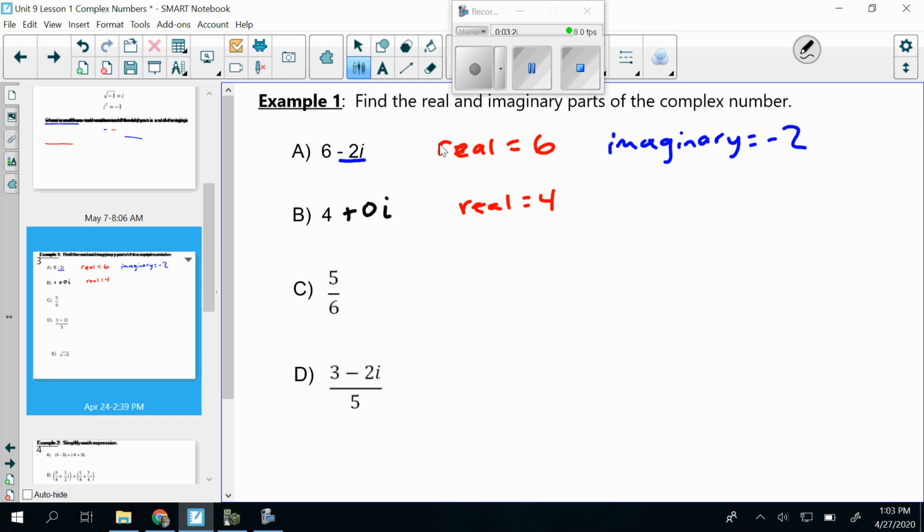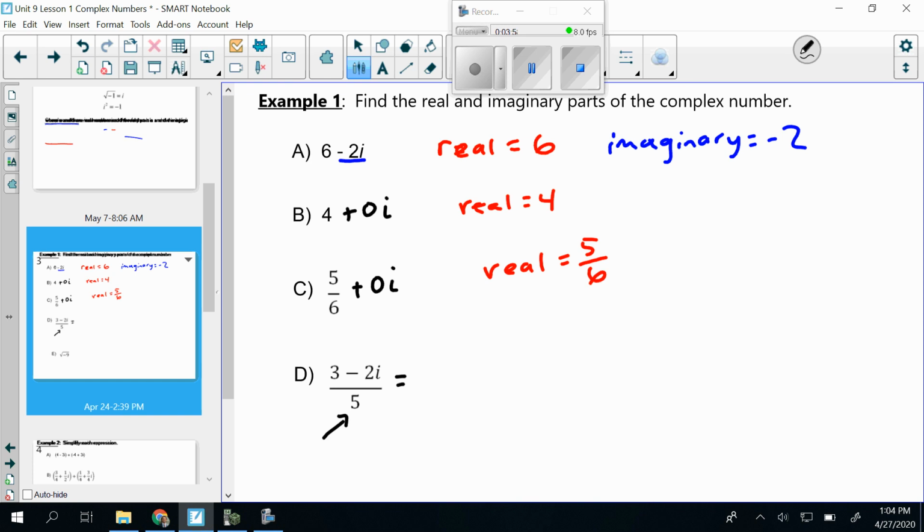Same with the next one. There's no i here, so this would be like plus 0i, and so the real part is the 5. D is kind of an interesting one. There's definitely an imaginary part to this one. We can see that i in there. But it's not split into the real and imaginary parts. It shares this common 5 as a common denominator. So what you have to do in this case is split this up.